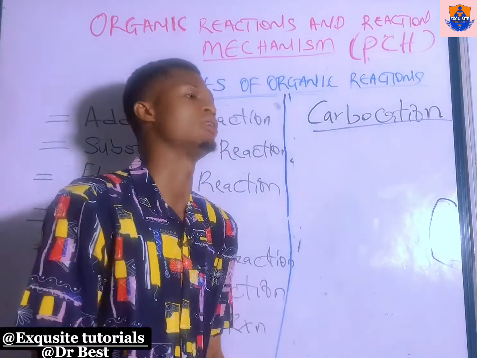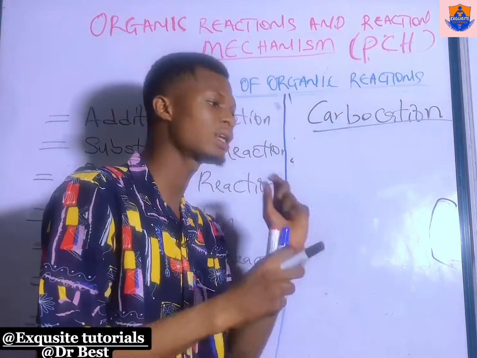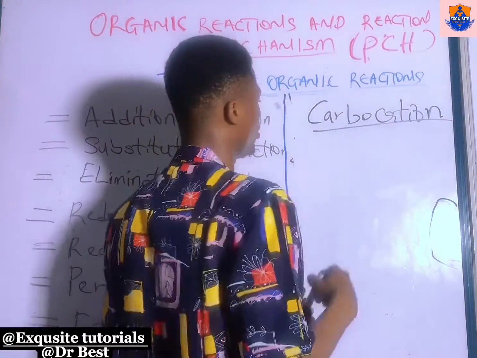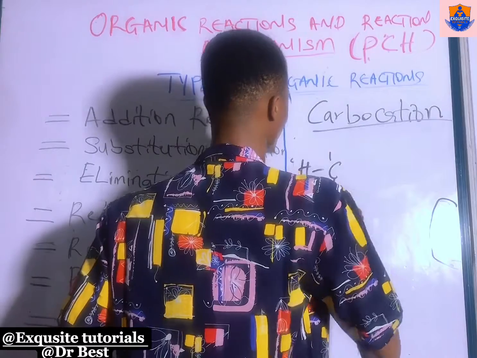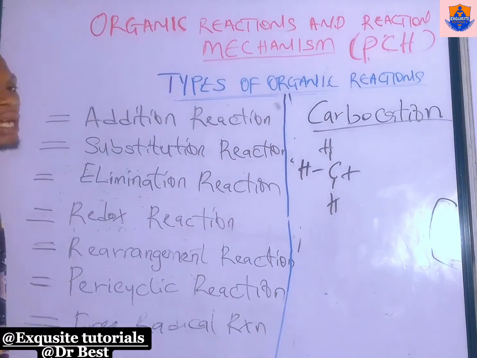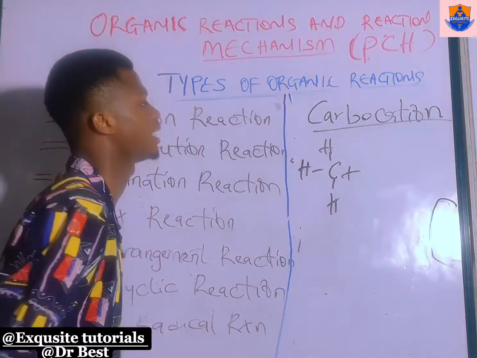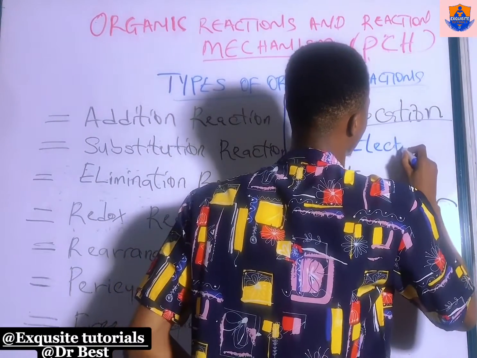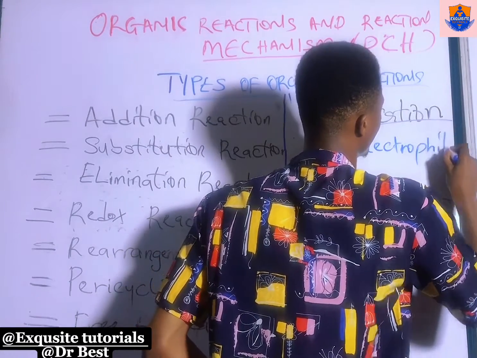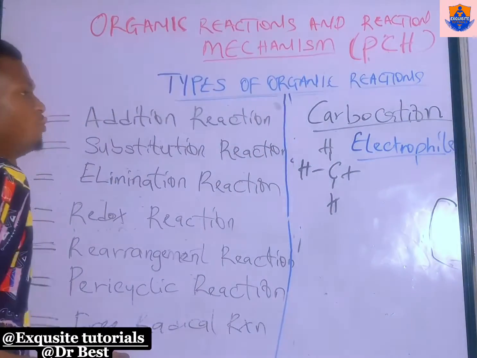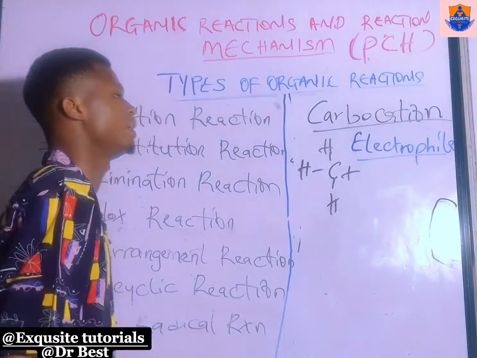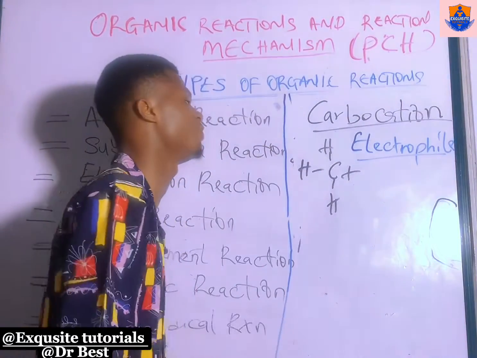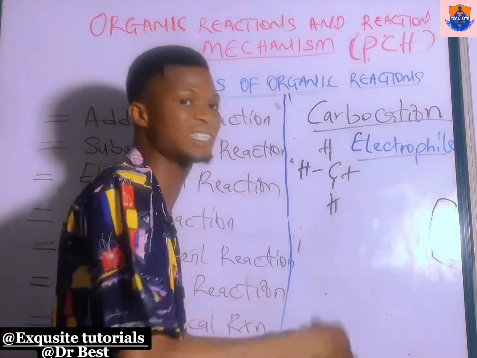Now what is a carbocation? A carbocation is a molecule that has a carbon center that is positively charged. Let's say, for example, we have this. This is a carbocation. Now, carbocations are regarded to be electrophiles. Now, what is an electrophile? An electrophile is a molecule which is electron deficient, which is deficient of electrons, or a molecule that is positively charged.